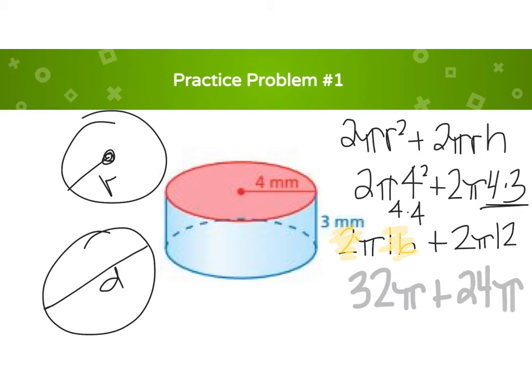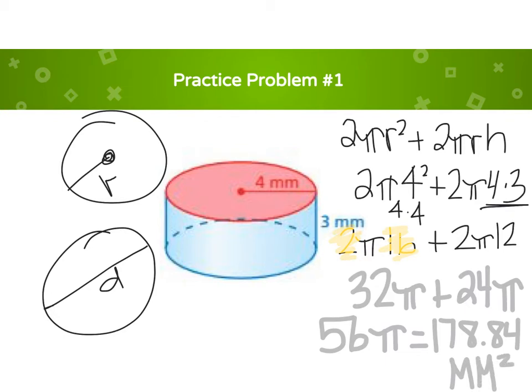This is the way I like to do it because I feel like it might be slightly easier. So then I do 32 pi plus 24 pi, which is 56 pi. So then I can just do 56 times 3.14, and I get 178.84, and we have to have that label, millimeters squared. And that would be my final answer.